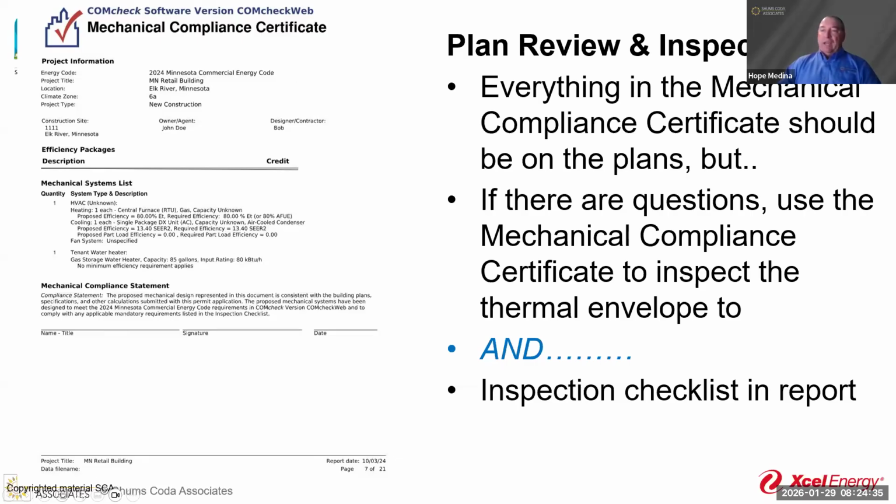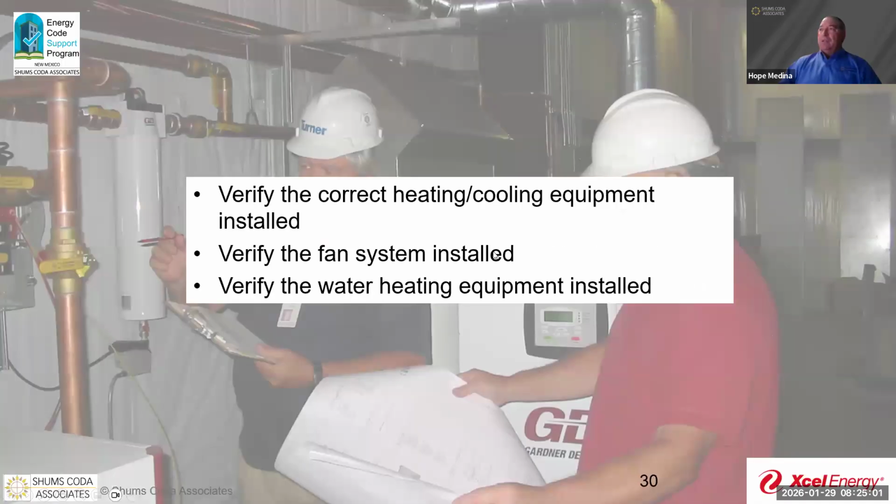codes on it, that we have the right climate zone, that we have the right project type, that we're doing the right construction. So if this is an addition and alteration, you see new construction on here, we've got issues. Down here, we can see what's going on with our mechanical systems, how we're looking for efficiencies, our cooling, our tenant water heaters. That information's on that certificate. And when we're out in the field looking at that, we want to verify that the heating and cooling equipment installed is the correct ones.